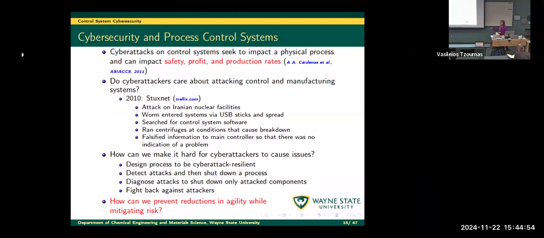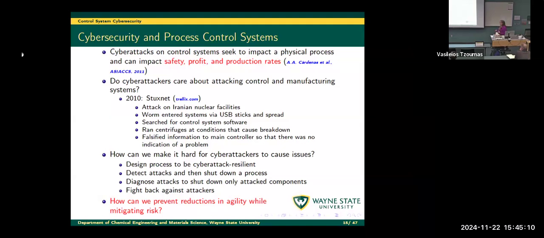And one very famous example is what's called the Stuxnet attack from 2010. This was an attack on Iranian nuclear facilities where a worm entered systems via USB sticks and spread, searching for control system software. It then ran centrifuges at conditions that caused them to break down and was falsifying information so that people couldn't tell this was happening.